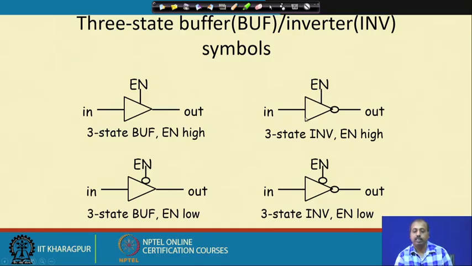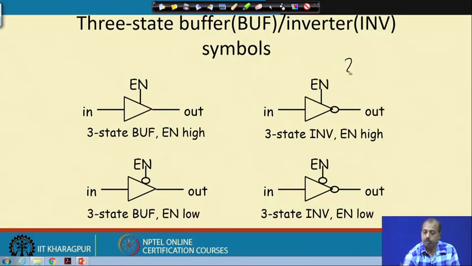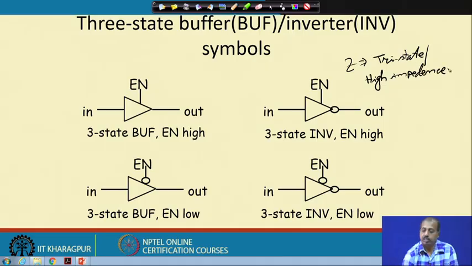If the enable is high, then only this circuit will act as an inverter, otherwise the output will be tri-stated. So, the output will get the value Z. This Z is also known as the tri-state. There are several names. One name we have already seen, the high impedance state, or the tri-state.